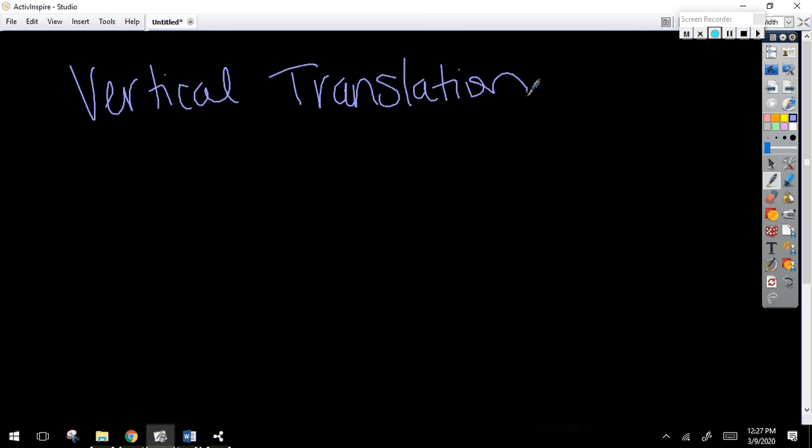translation. I hope we all know what vertical means. What's that mean? Up and down. Good job, Miranda. What's translation? When it, like a mirror. Okay, that's reflection. No. It's a slide.